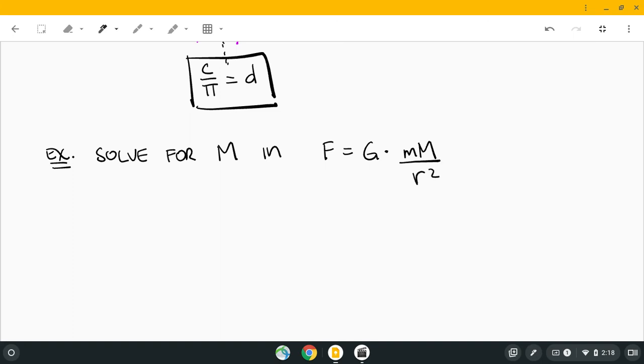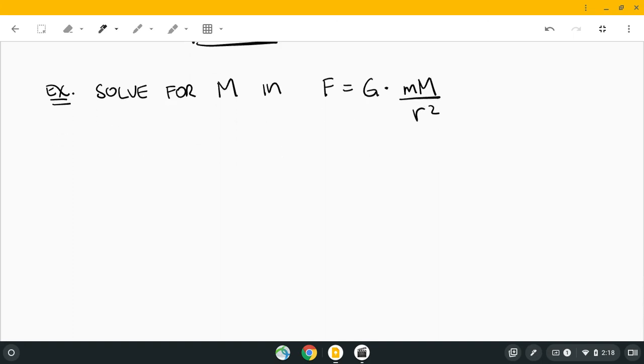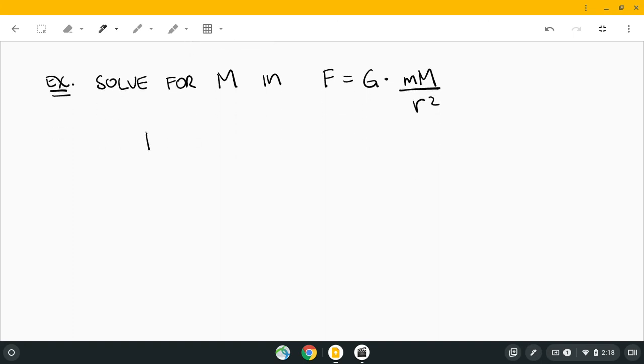Okay, let's take a look at another one. Let's go ahead and solve for capital M in this formula. Suppose we have F equals G times little m times big M over r squared. Okay, so we need to solve for capital M. All right, so let me write this formula down over here.